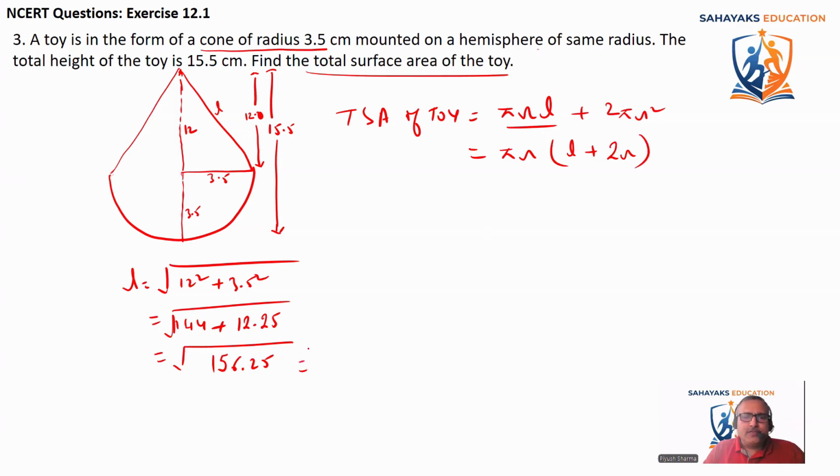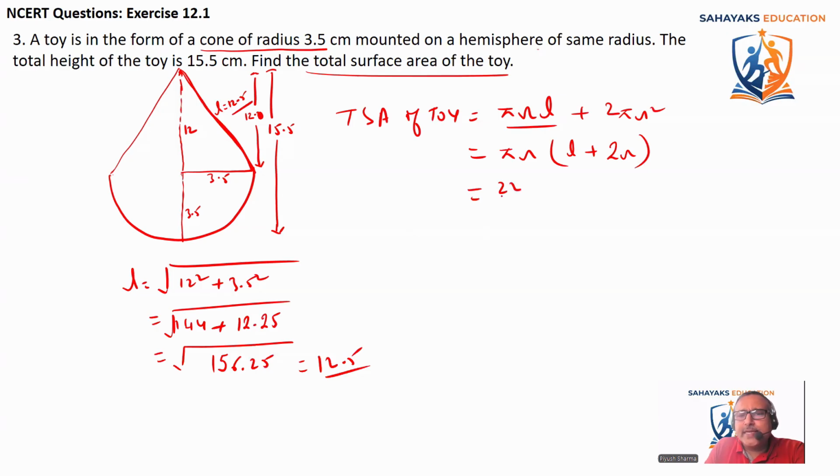156.25. So the value of L comes out to be 12.5. So L is equal to 12.5. This is the lateral height, 12.5. Good. Now we have all the information, so we can just write.